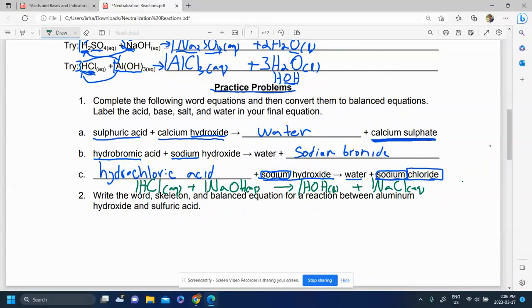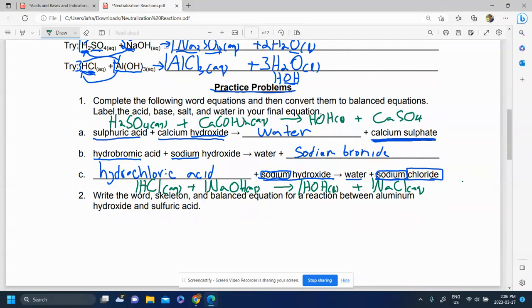Okay, next let's try the sulfuric acid calcium hydroxide example. I'll do it up here. So sulfuric acid, based on our rules for acids and bases, is H2SO4(aq). Calcium hydroxide is Ca(OH)2(aq). Produces water, so HOH, liquid, plus calcium sulfate, CaSO4.